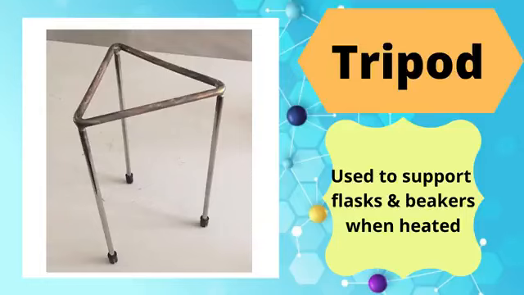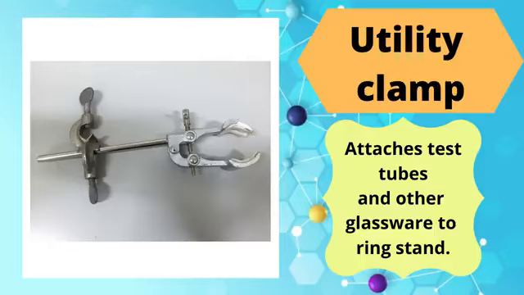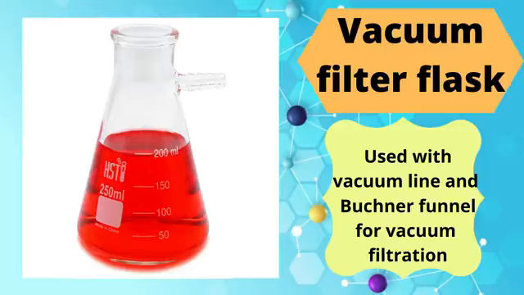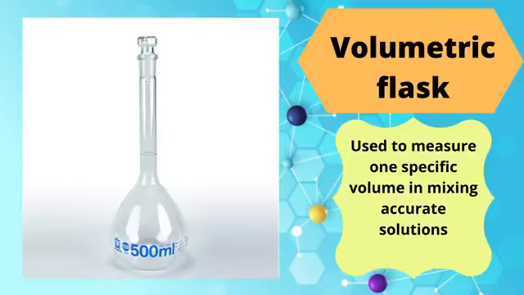Tripod, used to support flasks and beakers when heated. Utility clamp, attaches test tubes and other glassware to ring stand. Vacuum filter flask, used with a vacuum line and a Buchner funnel for vacuum filtration. Volumetric flask, used to measure one specific volume in mixing accurate solutions.